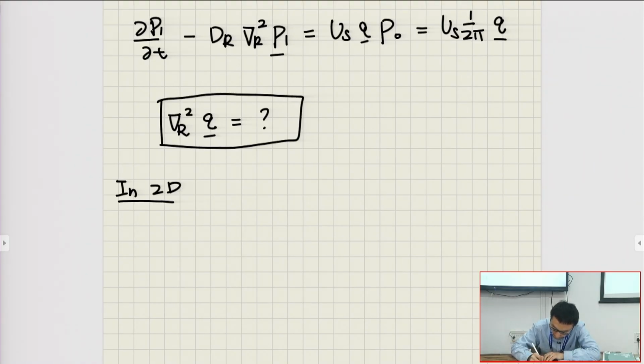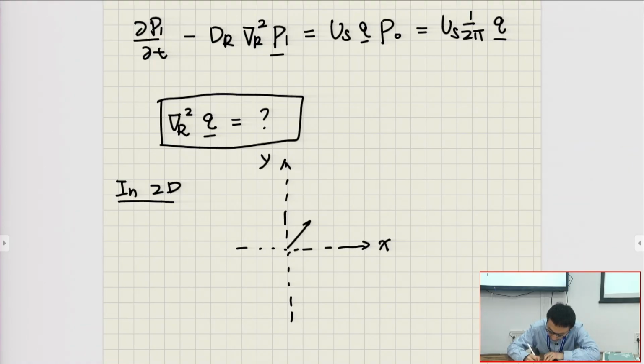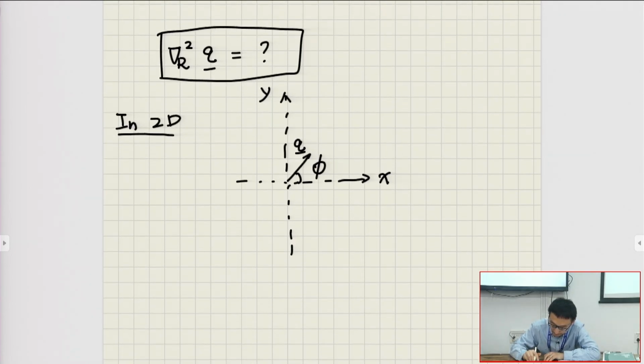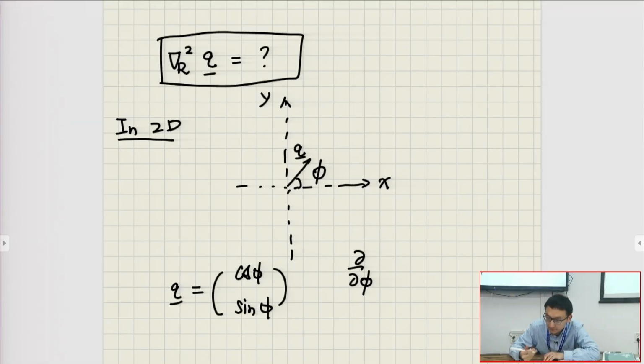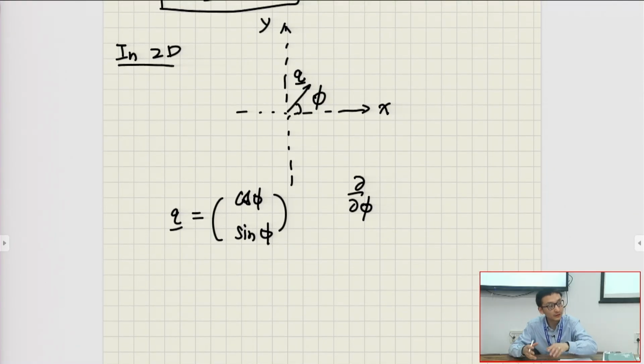Again, if we draw our sketch for the orientation space, x and y, q is in this direction here. So that can be represented by a single angle phi. So what is q in terms of x and y? q is cosine phi in the x direction, sine phi in y. The gradient we know as well, that's just the phi derivative, which means we want to take two derivatives of q.